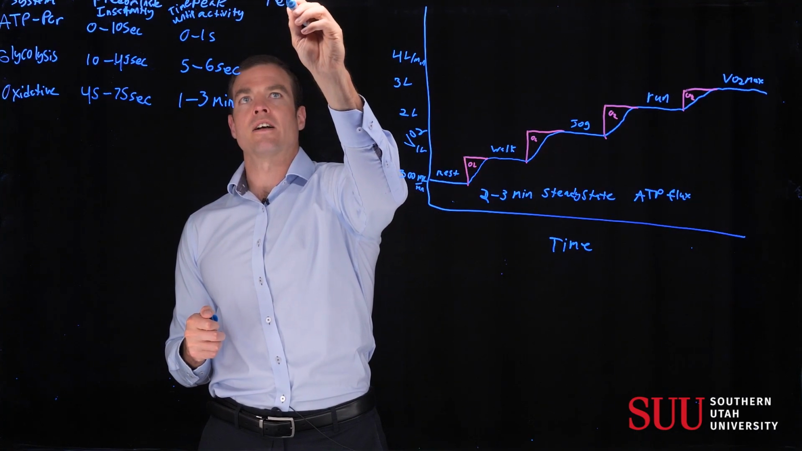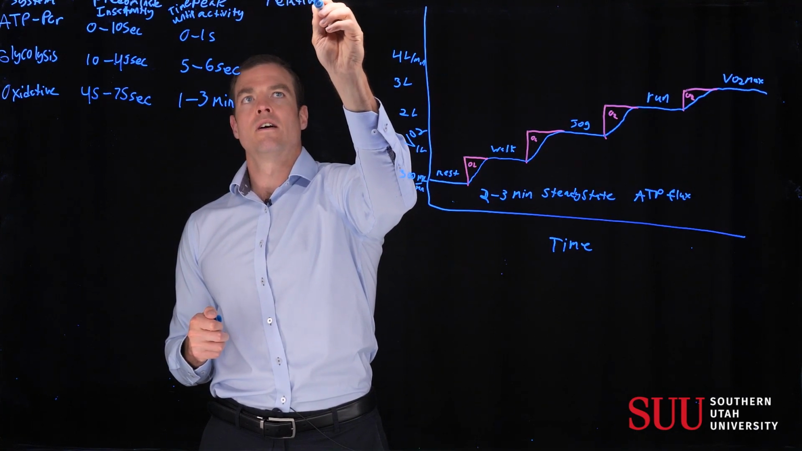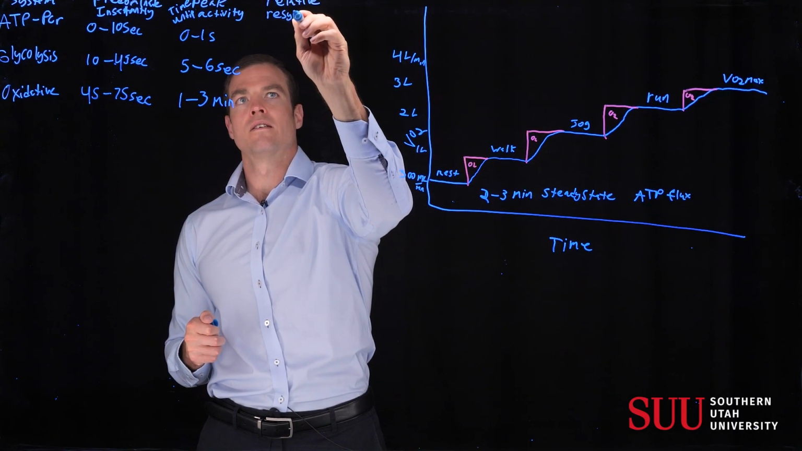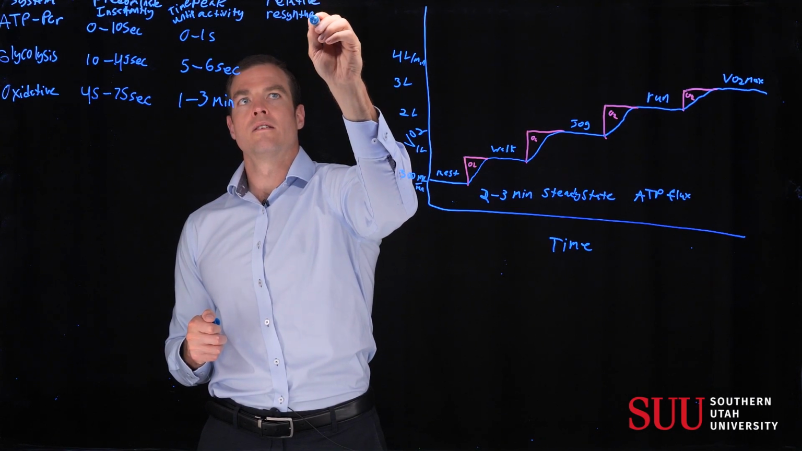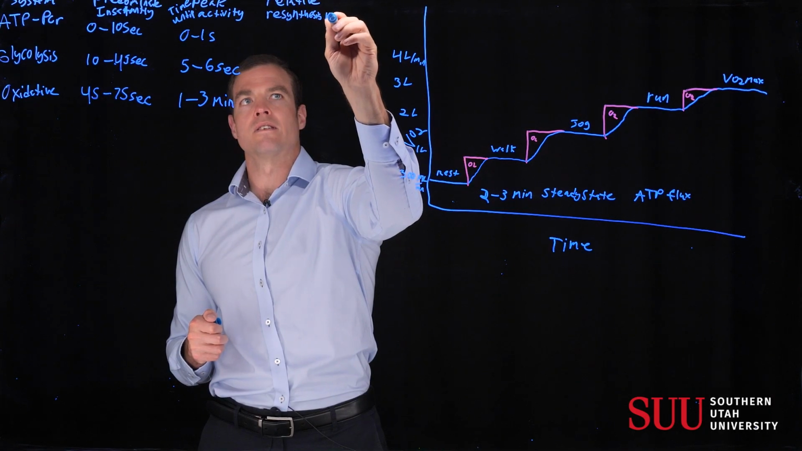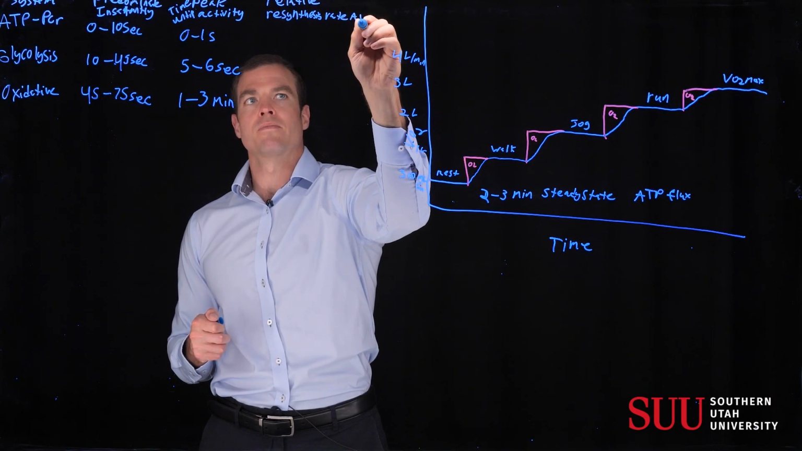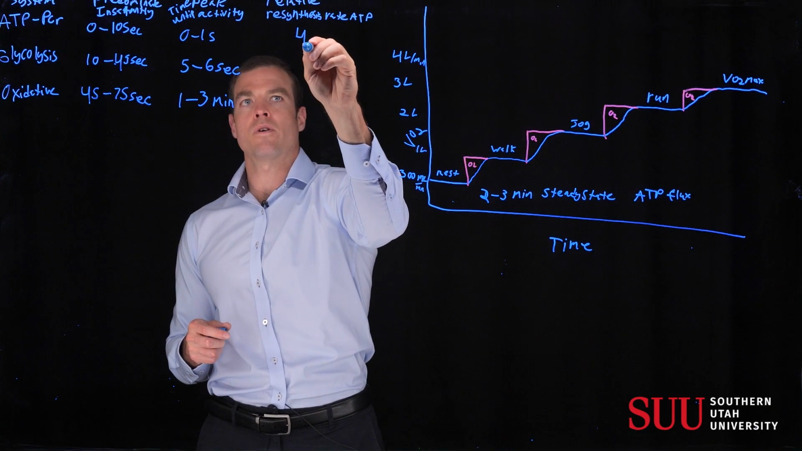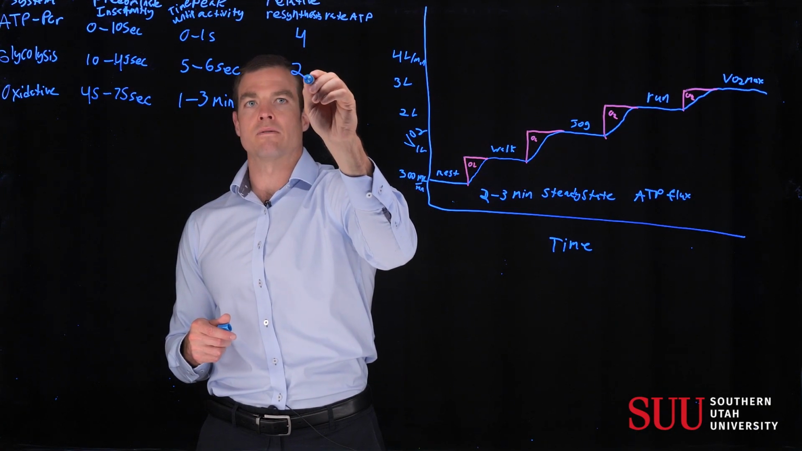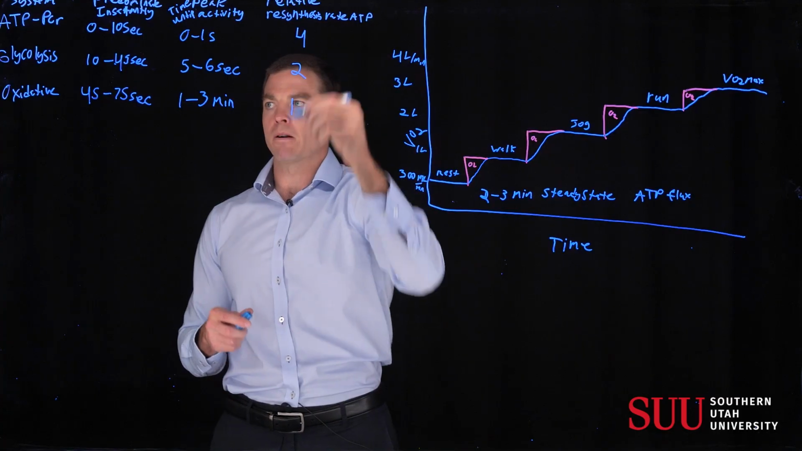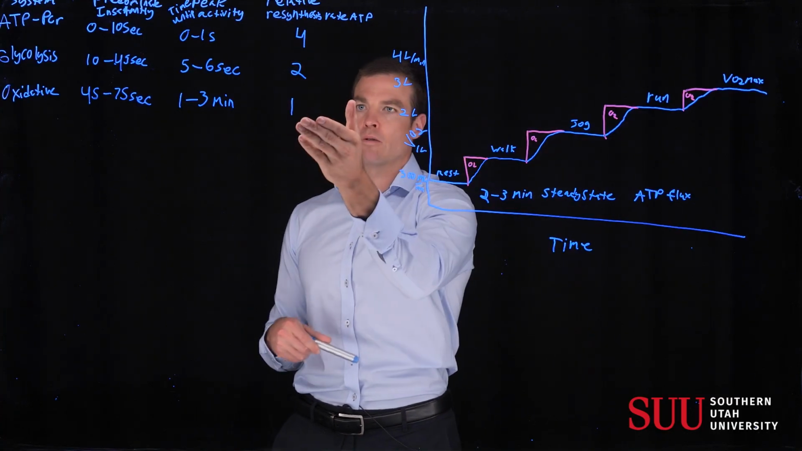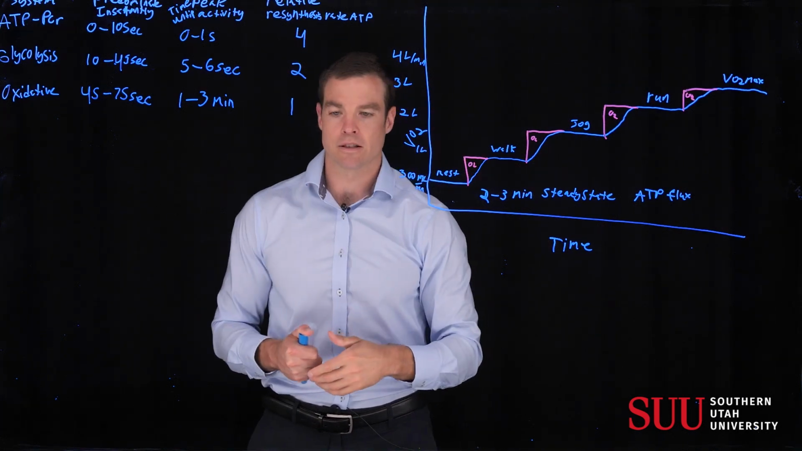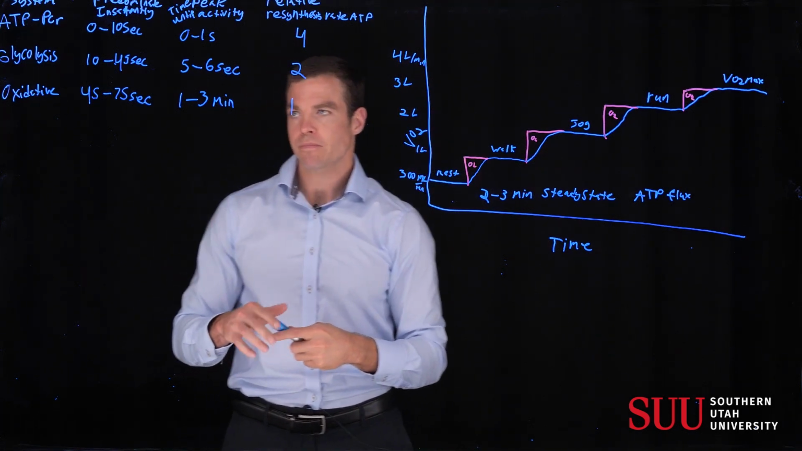And if we look at another thing, the relative resynthesis rate of ATP. Well, your ATP-PCr, we can say, is around 4, and glycolysis around 2, and this is about 1. So glycolysis is about twice as fast as the oxidative system, and the ATP-PCr system is a lot faster. All the ATP is already there.